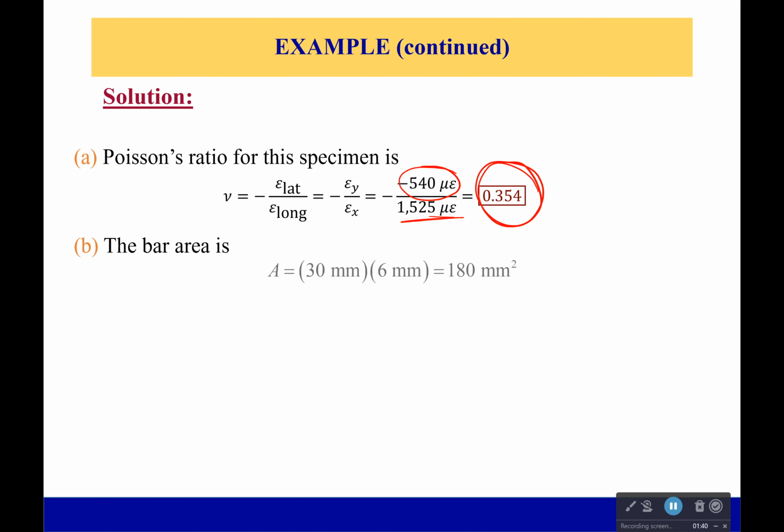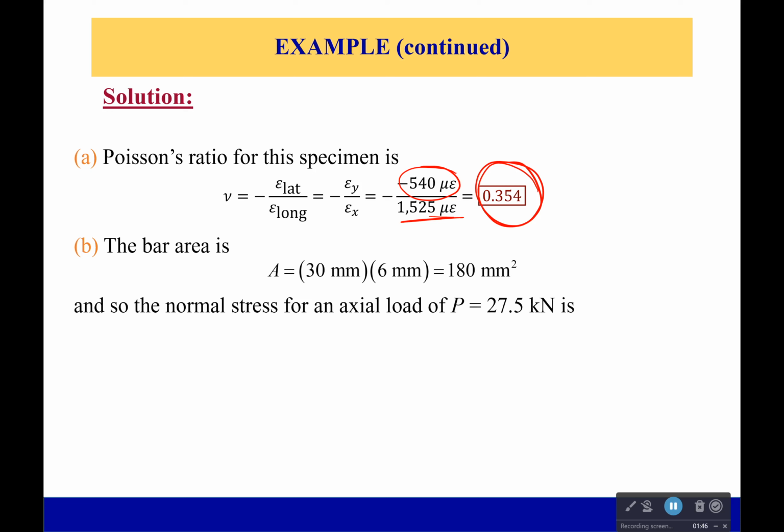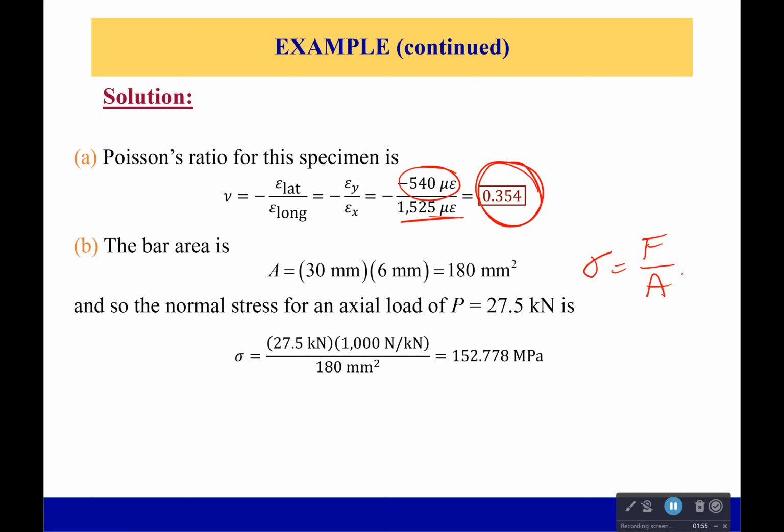Now the bar area is going to be 30mm times 6mm. I'm going to need this to be able to calculate stresses. So remembering that stress is equal to force over area, well, then I can calculate my stress. I'm going ahead and converting from kilonewtons to newtons because a really fun and amazing trick is that 1 Newton per millimeter squared is equal to 1 megapascal. This will save you a lot of pain and suffering if you remember that.